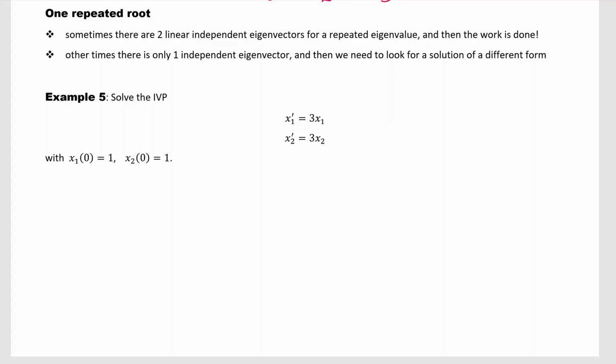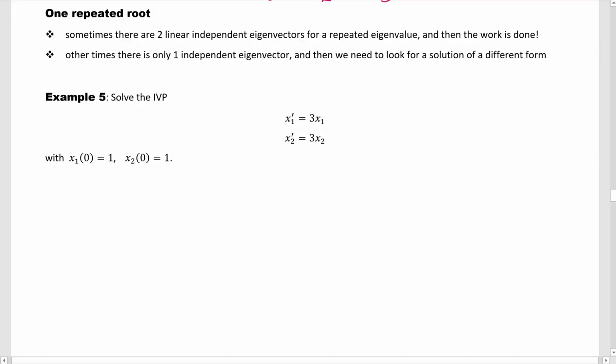Hi everyone! Today let's talk about the last case, one repeated root, when we want to solve the system of linear ODEs with constant coefficients. Okay, so from chapter 6, when we talk about the eigenvalues and eigenvectors, in the case of one repeated root, sometimes there are two linearly independent eigenvectors for a repeated eigenvalue.